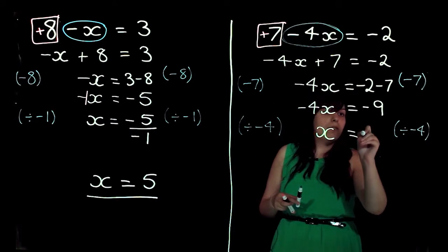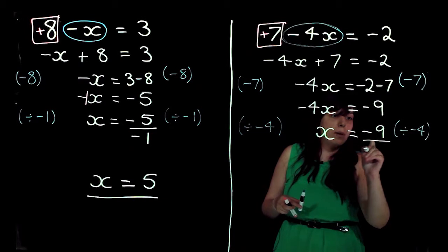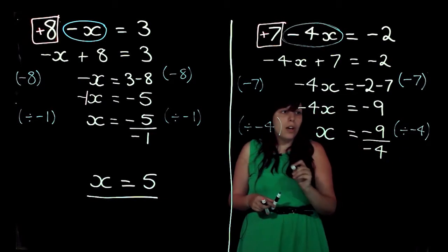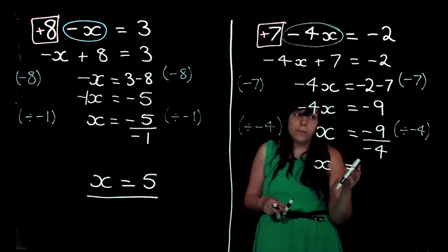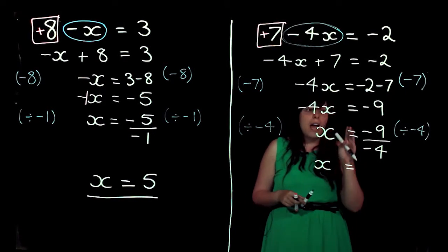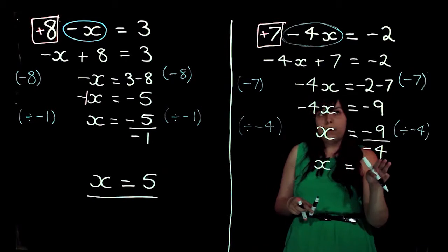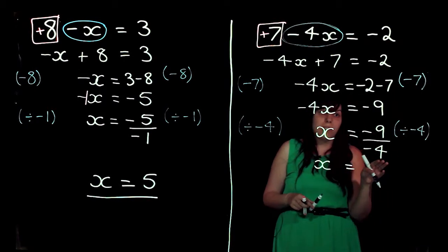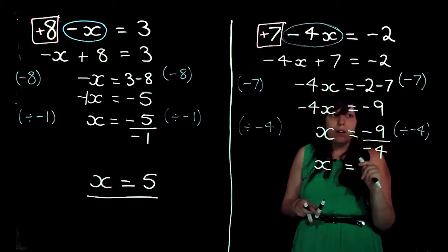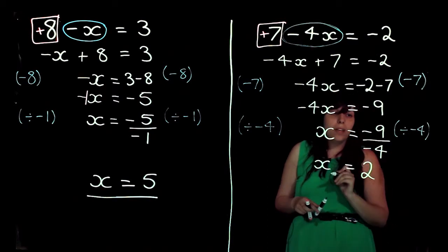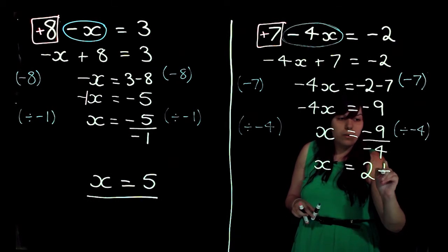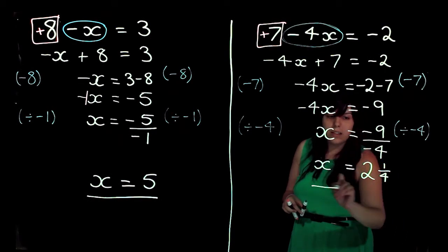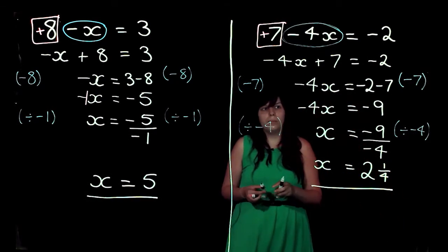And then on this side, I've got minus 9 divided by minus 4. So we know that minus divided by minus is a plus, so I don't need to write anything. And then I've got 9 divided by 4, so we need to change that into a mixed number. So how many 4s go into 9? It's going to be 2. And what have I got left over? Just 1/4. And that's the solution for our second example.